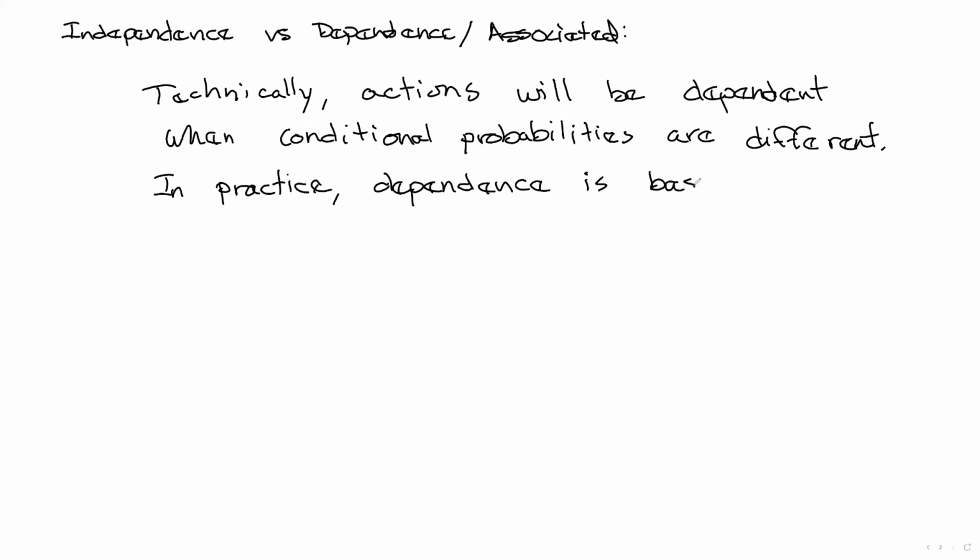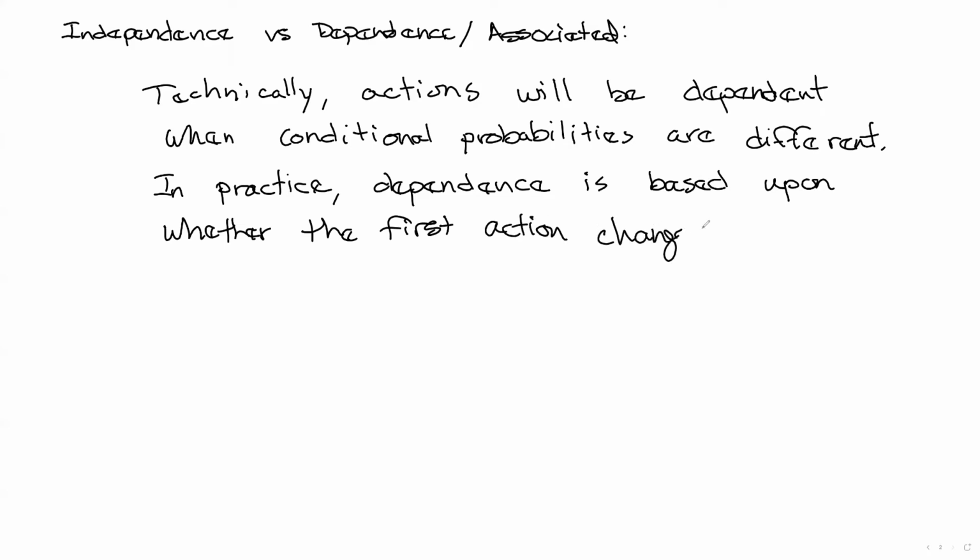So in practice, dependence is based upon whether the first action changes the experiment, situation, whatever word you want to use. In this case, the situation we're looking at is pulling cards from the deck. Does it change the deck of cards? Whether the first action changes the experiment or situation before the second action.